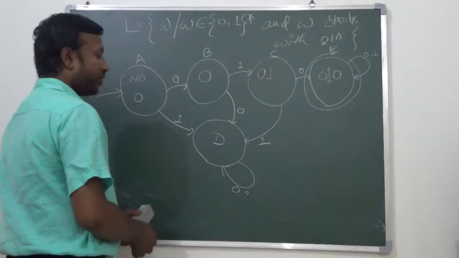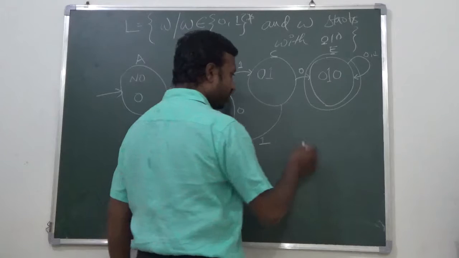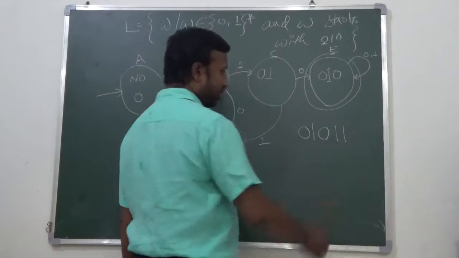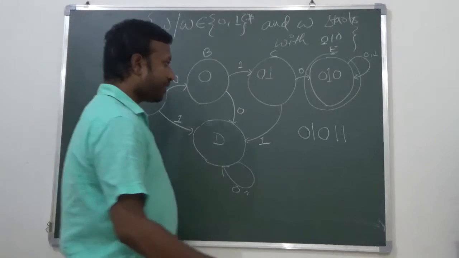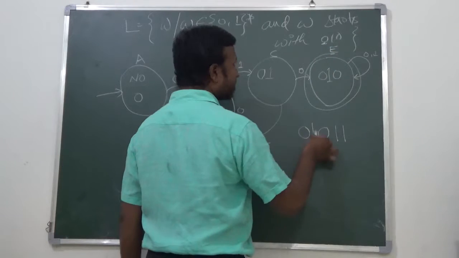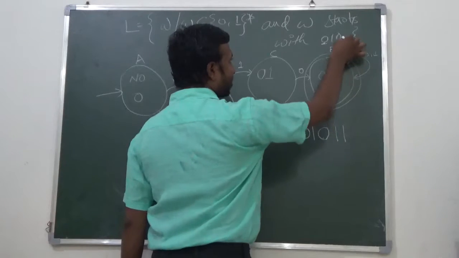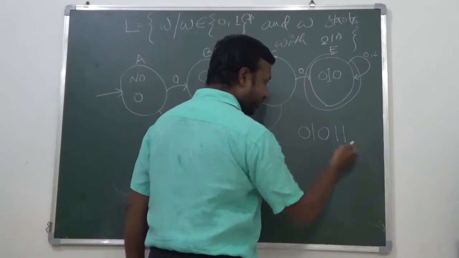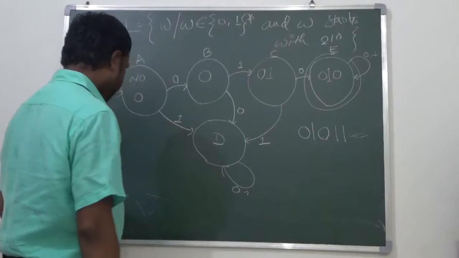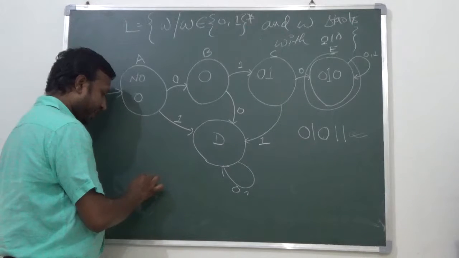Let us see whether the machine is accepting something or not. 0, 1, 0, 1, 1. What we are observing here is that the first symbol is 0, the second symbol is 1, the third symbol is 0. After that there is no restriction, so this should be accepted by the machine. Let's see how the machine is accepting it.